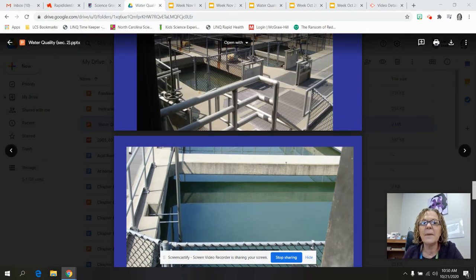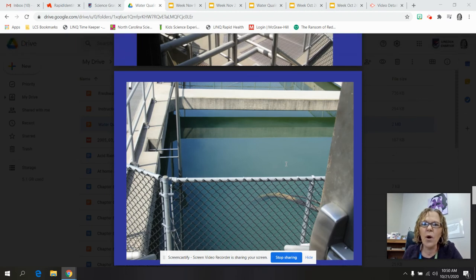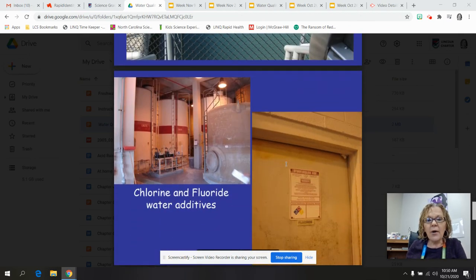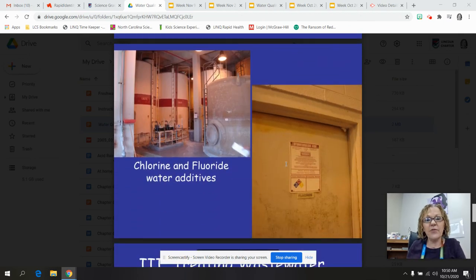It's pretty dirty because that's not only the lake water, but also the water that is piped from people's homes. So every time you flush your toilet, wash your dishes, or take a shower, all of that water has to go through the wastewater treatment plant, and then it's treated, filtered, and recycled, and it comes back to your house. And this is where the storage for the fluoride and the chlorine is kept. Very, very small amounts of chlorine and fluoride are needed in that water.